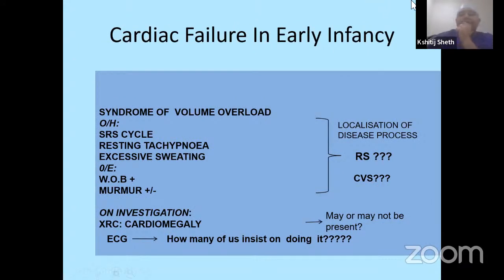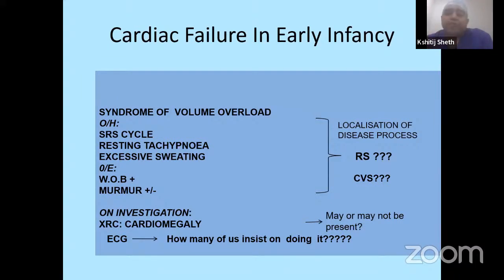So cardiac failure in the pediatric age group is basically a syndrome of volume overload. That's what we call volume overload syndrome, where you have a history of fast breathing, suck-rest cycle, resting tachypnea, excessive sweating. On examination, there is tachypnea, increased work of breathing. There might be a murmur present. So this is where you localize whether it is respiratory or cardiac. If you have this syndrome of volume overload, it is more likely to be cardiac.